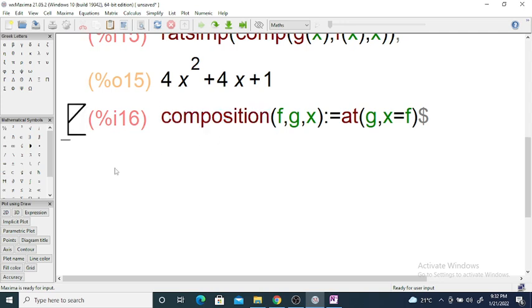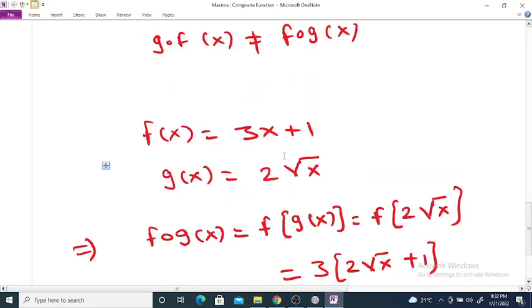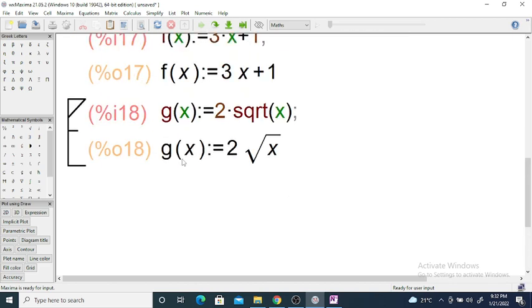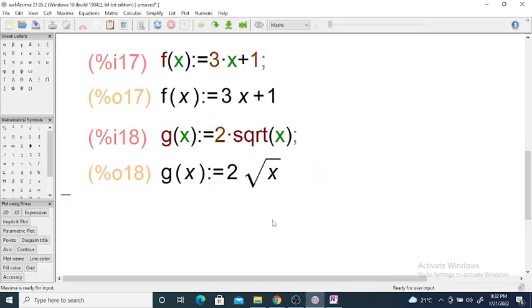So now f of x is equal to 3 into x plus 1, and g of x is equal to 2 times square root x. So this is g of x and this is f of x. Now we want to calculate f of g of x, so we call the function composition.